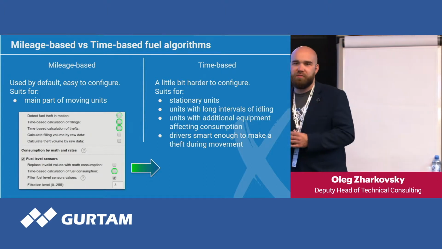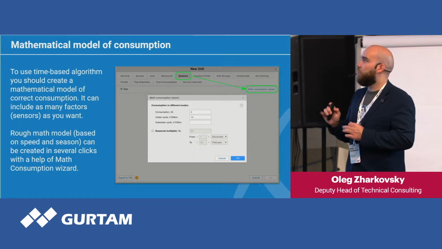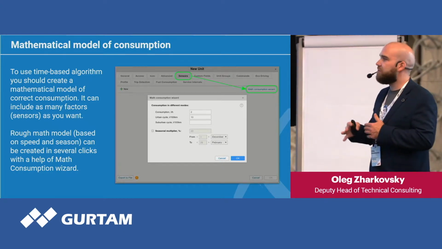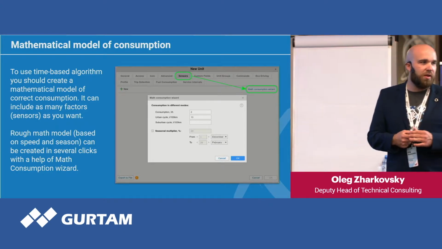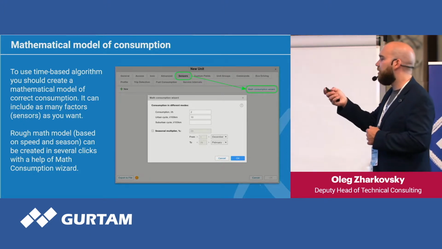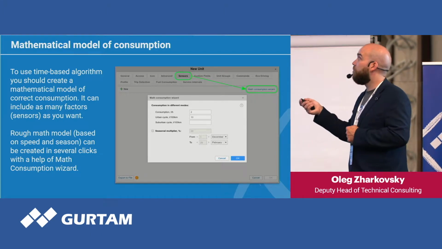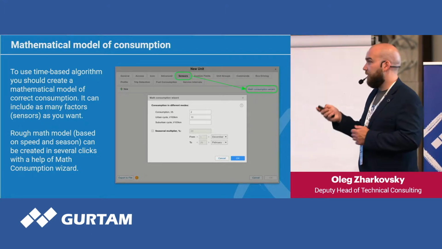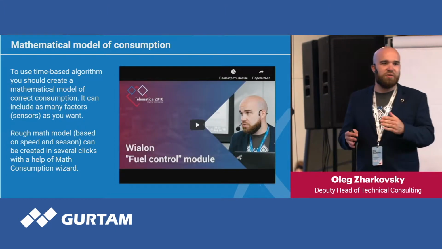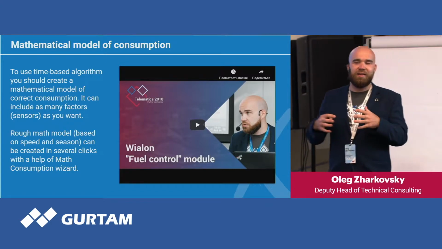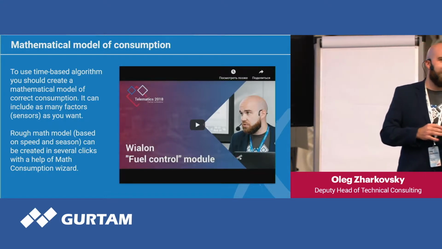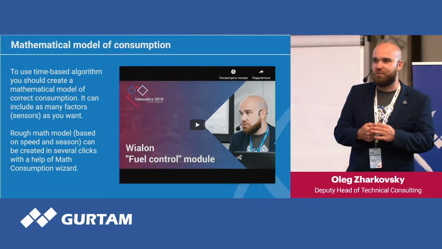So I hope it's clear enough. One more thing about the algorithms: the time-based algorithm won't work if you don't create this mathematical model of consumption, the mathematical model of expected correct consumption. It can be done on the top sensors with the help of the mass consumption wizard. As I have mentioned, it was described last year, so you can just watch that webinar. If you combine the knowledge from this webinar and the previous one, I hope it will cover the main part of the fuel questions.